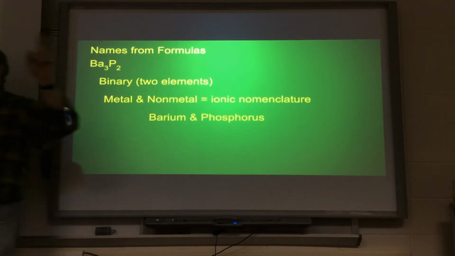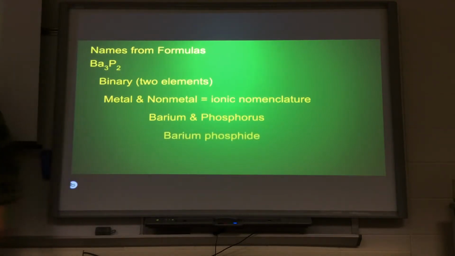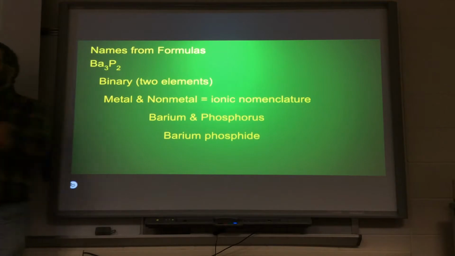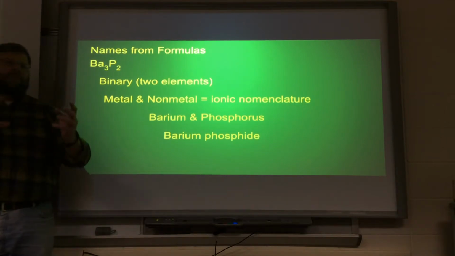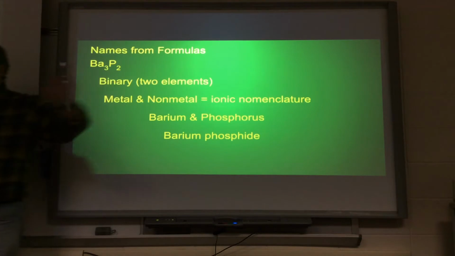But phosphorus, my anion, what do we do to the name? Change the ending to ide. So that's just barium phosphide. Binary compounds are pretty easy to do. Take your metal's name, and put your non-metal's name, and then just change it to ide. No prefixes on this one because it's ionic.